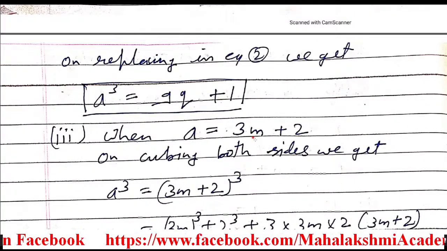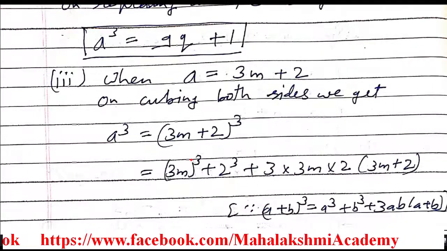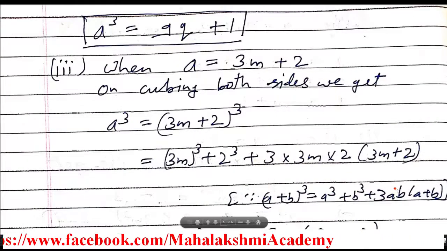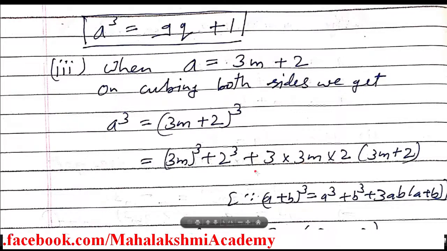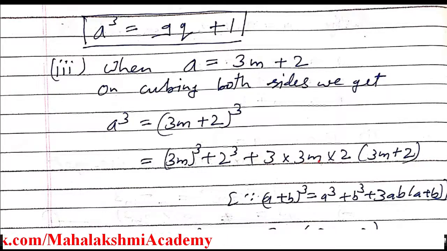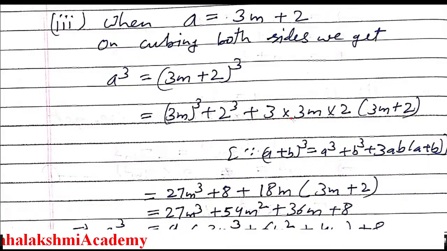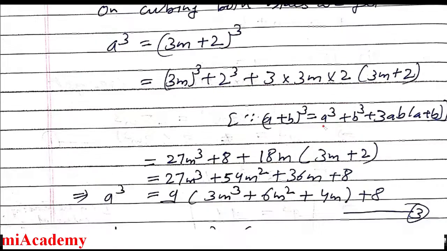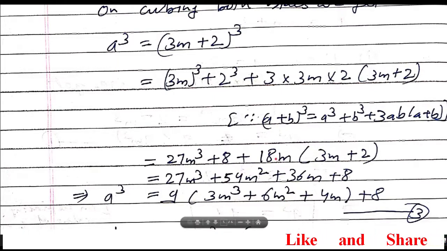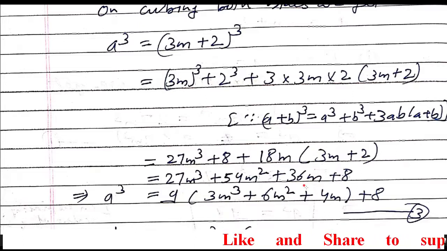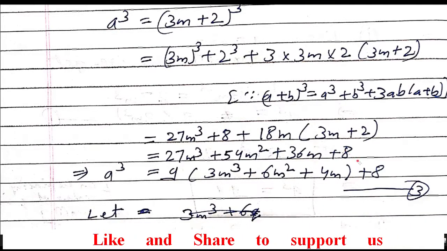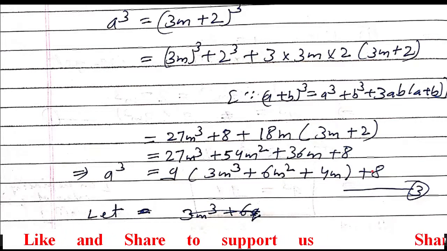9Q + 1. So the cube of such a number is 9Q + 1. Now the last option is 3m + 2. So on cubing, again we have to use the formula a³ + b³ + 3ab(a + b). Put the values of a and b properly. Now here 3 3s are 9, 9 2s are 18. So what we got here is 18m. Now 18m you have to open with the bracket. So 18m multiplied by 3m is 54m². 18m multiplied by 2 is 36m. This 8 I wrote at the back. Now this 8 you just separate because in the question we want it alone.